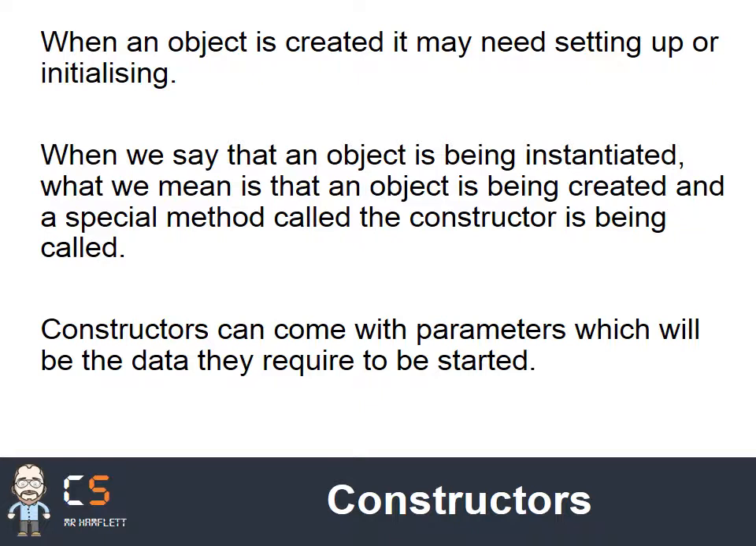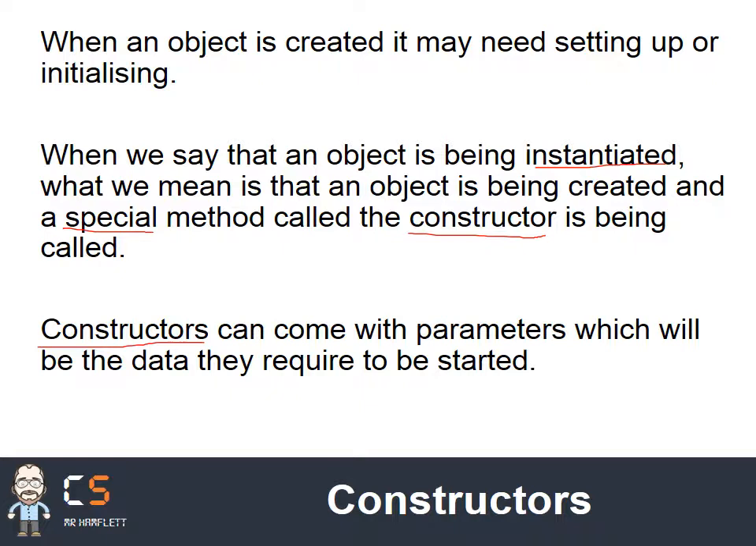That initialization could be as simple as setting a few variables, or it could be more complex, such as connecting to a database or loading a file. So, when we say an object is being instantiated, we mean that the object is being created using a special method called the constructor. The constructor is always called when an object is instantiated. If we don't supply a constructor, it just runs a default one, which doesn't do a huge amount, but it is always there.